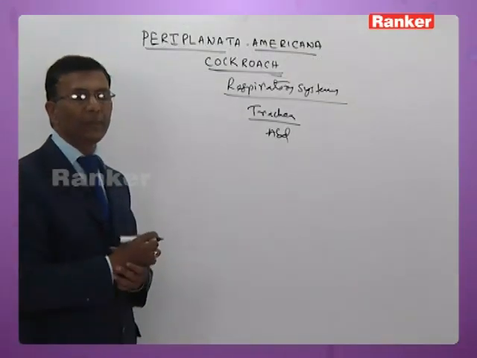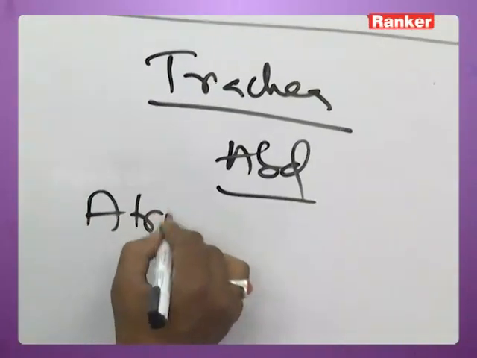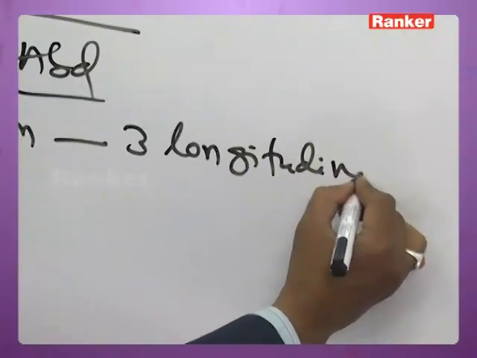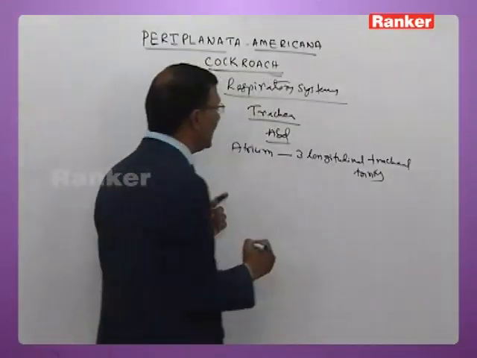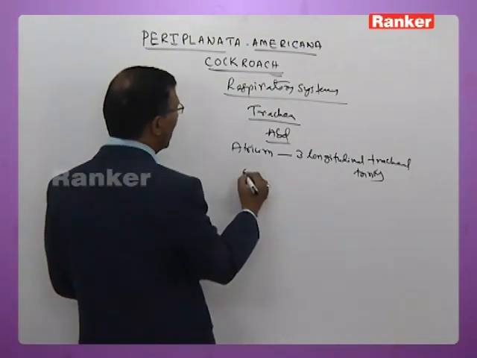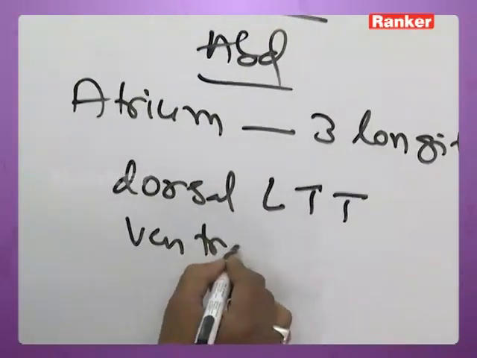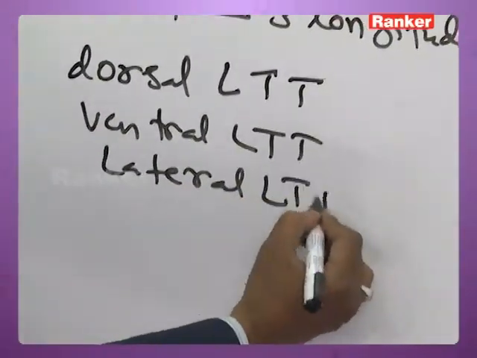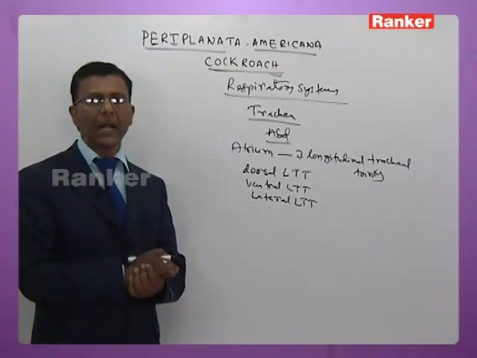In the abdominal region, each atrium gives rise to three longitudinal tracheal tubules, or tracheal trunks, which fuse to form the dorsal longitudinal tracheal trunk, the ventral longitudinal tracheal trunk, and the lateral longitudinal tracheal trunk. Like that, on each side, three longitudinal tracheal trunks are present: a dorsal, a ventral, and a lateral.